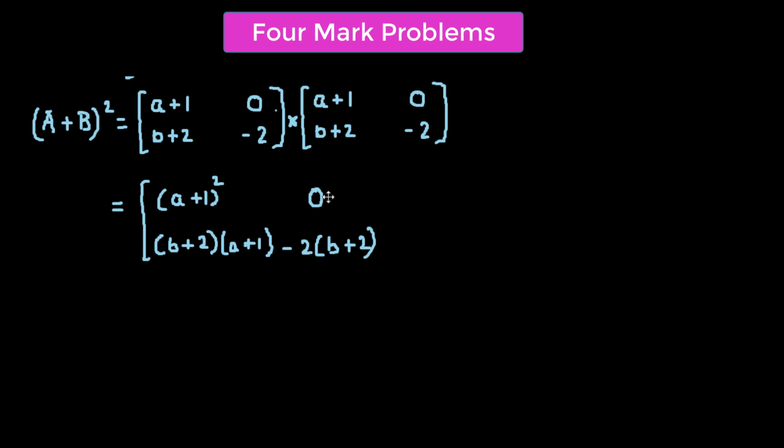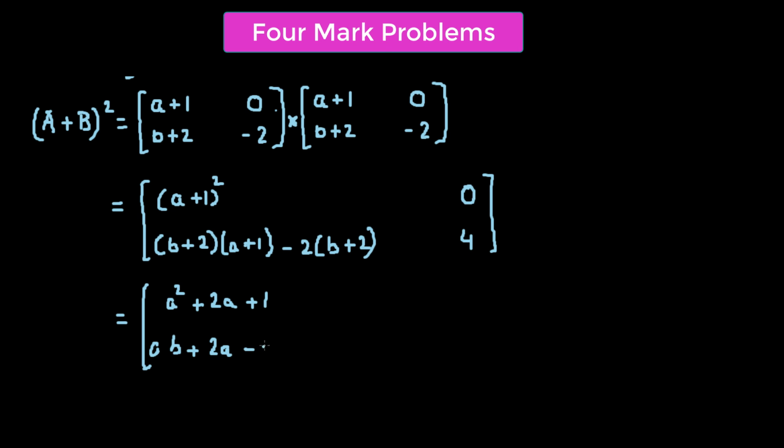So I'm going to shift this to the side. Then (b plus 2) times 0 is 0, and negative 2 times negative 2 is 4. So this is our (a plus b) squared. So let's simplify it. It should give us a squared plus twice of (a plus 1). Now I suggest you do the manipulation here, and what you should get is ab plus 2a minus b minus 2.